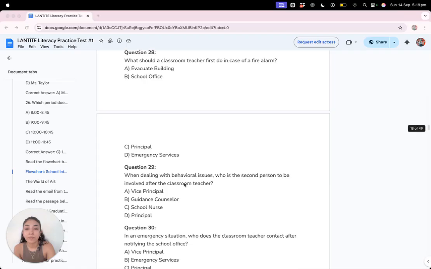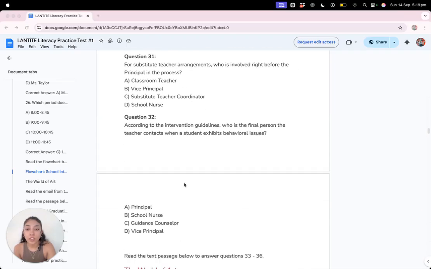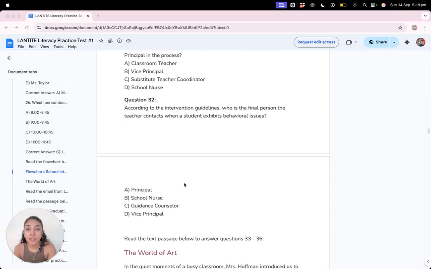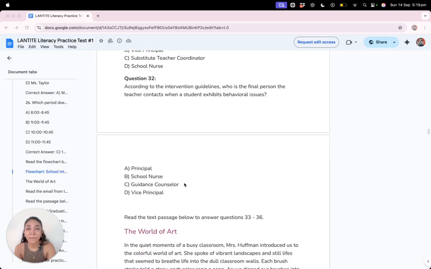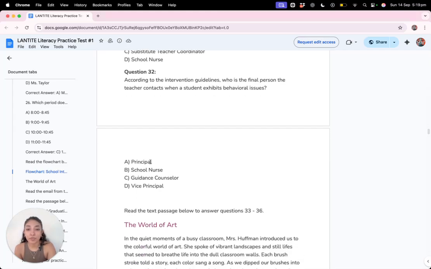Okay. Then we've got question 32. According to the intervention guidelines, who is the final person the teacher contacts when a student exhibits behavioural issues? And that is the principal. The classroom teacher should contact the principal after exhausting all other resources.